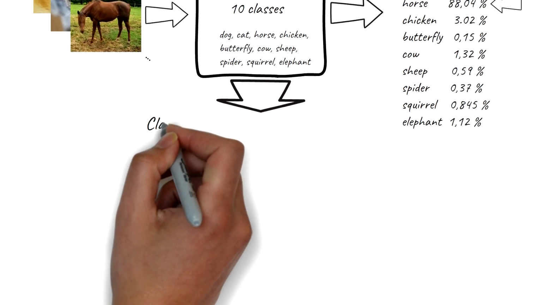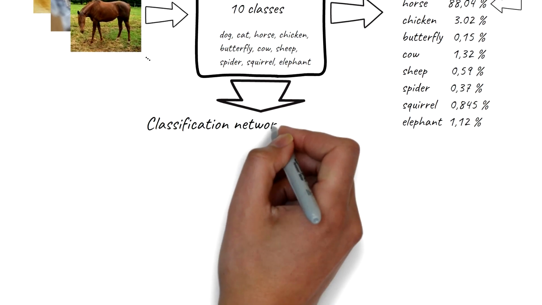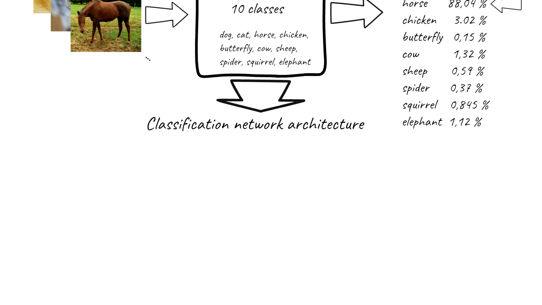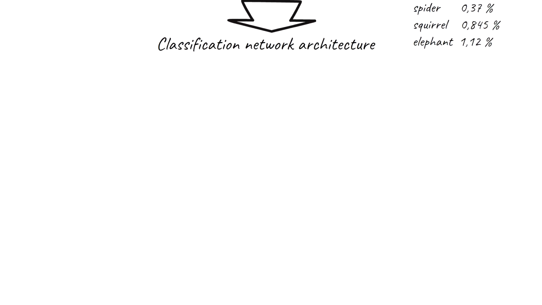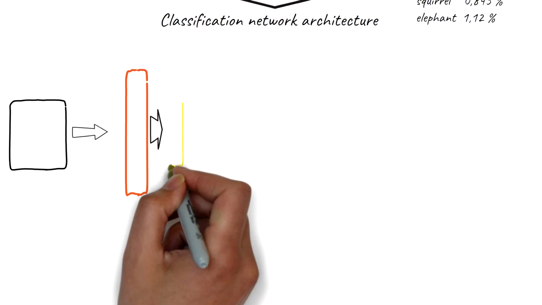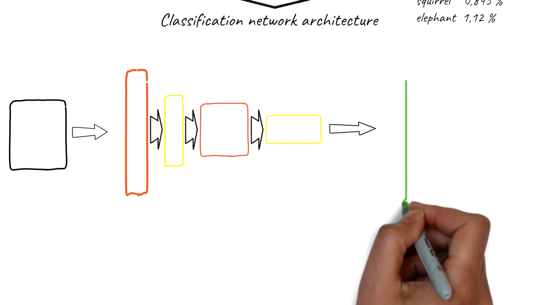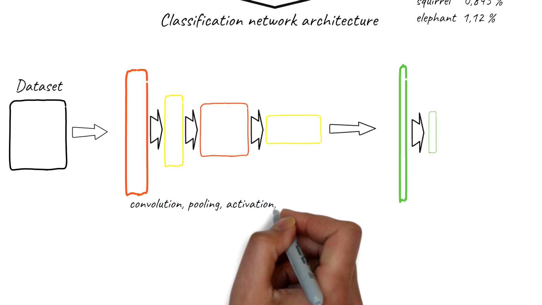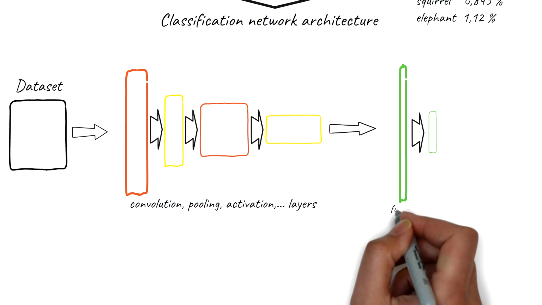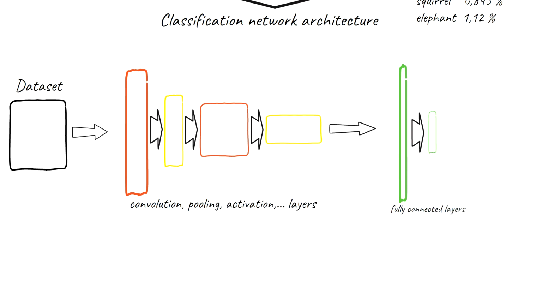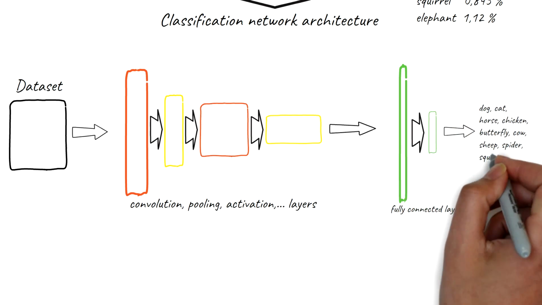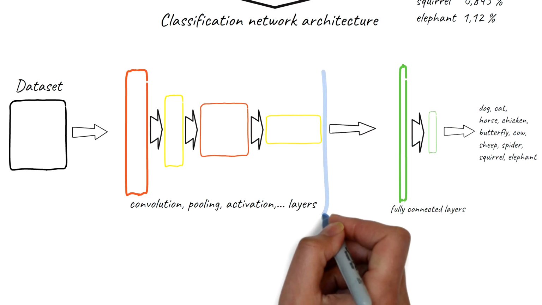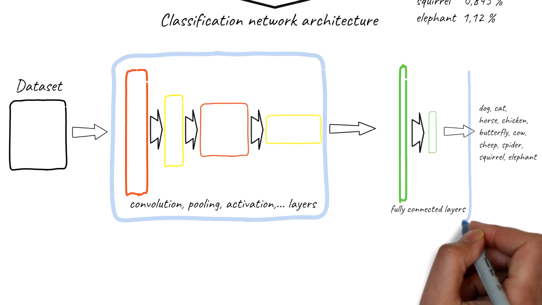Let's add some theoretical knowledge about the architecture of classification networks, which was not mentioned in the last video. Let's sketch the architecture for a classification neural network. We have the dataset, convolution, pooling, activation, followed by fully connected layers, resulting in our desired prediction. This division into two parts is very important.